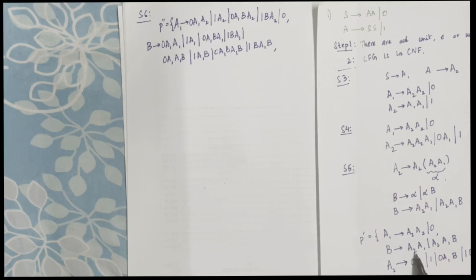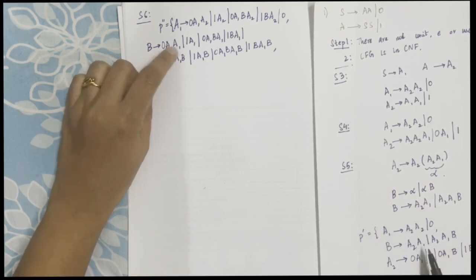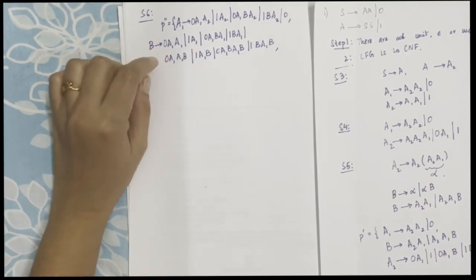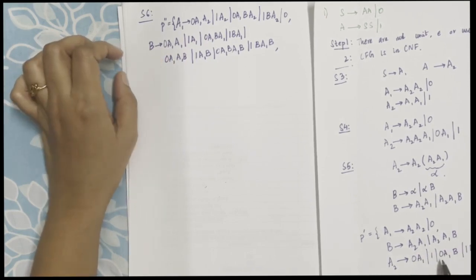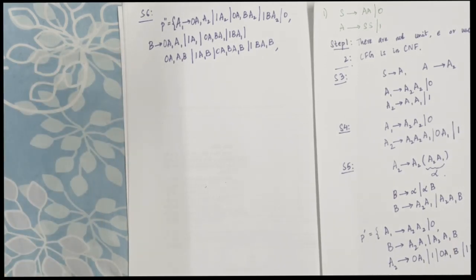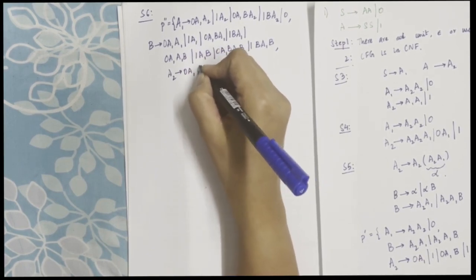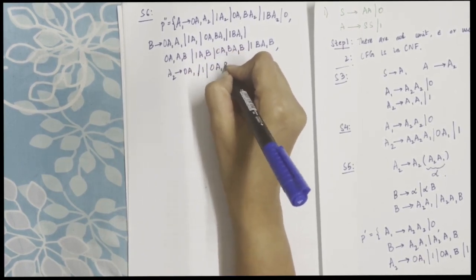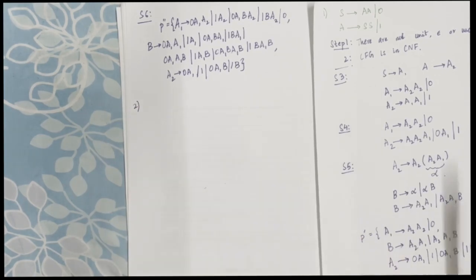I substituted instead of this A2 to give me 0 A1 A1, 1 A1, 0 A1 B A1, 1 B A1. Then after that, I substituted the same set of values for this one. So I got 0 A1 A1 B, 1 A1 B, 0 A1 B A1 B, 1 B A1 B. And finally, I wrote my production of A2. So I will get 0 A1, 1, 0 A1 B, 1 B. We will now discuss one more example.